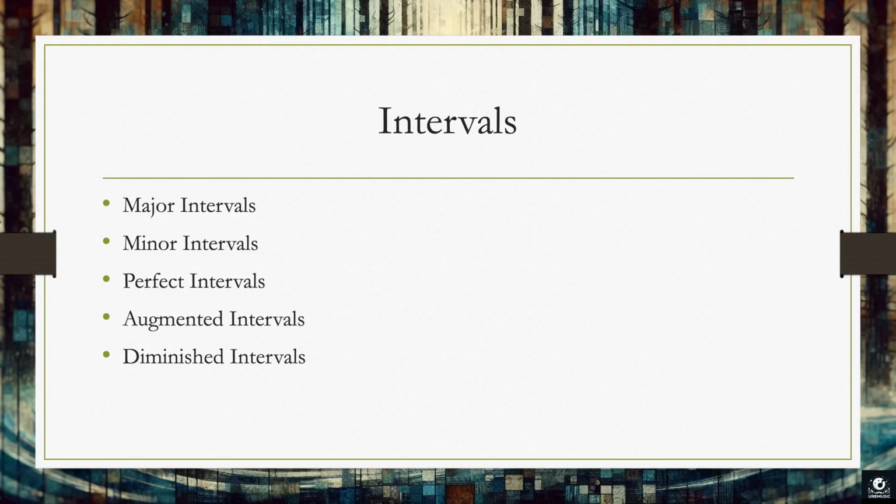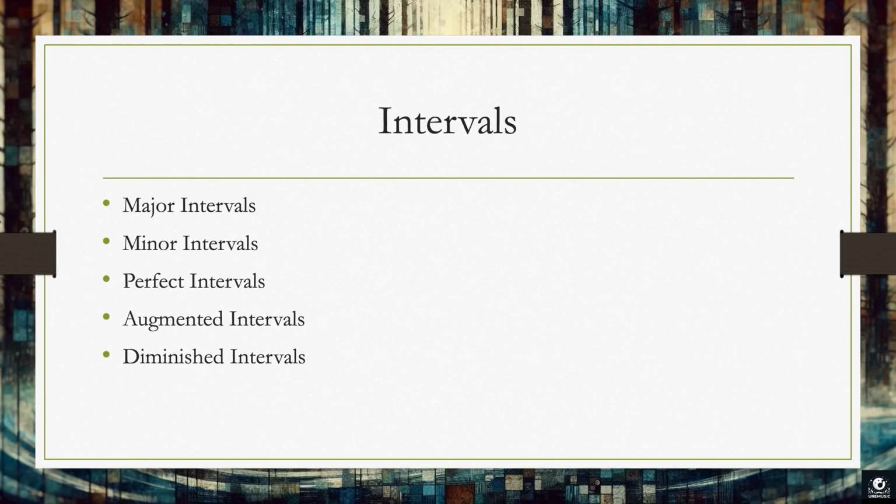Augmented intervals. Intervals that are one piano key larger than perfect or major intervals are augmented. On the piano keyboard, if you move up by one key, including the black keys, you're potentially making an augmented interval. So if I play C and F, and then I go up to F sharp, I have just made an augmented interval.